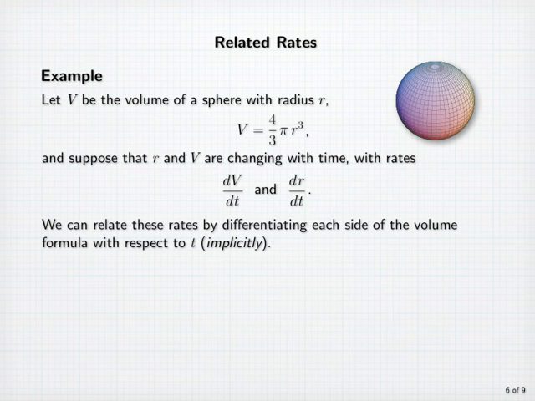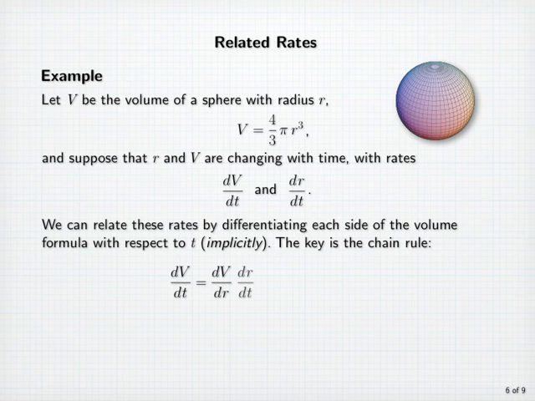We can relate these rates by differentiating each side of the volume formula with respect to t. This type of differentiation is sometimes called implicit differentiation because we're differentiating with respect to a variable that doesn't appear explicitly in the equation. The key is the chain rule. The derivative of V with respect to t will equal the derivative of V with respect to r times the derivative of r with respect to t.